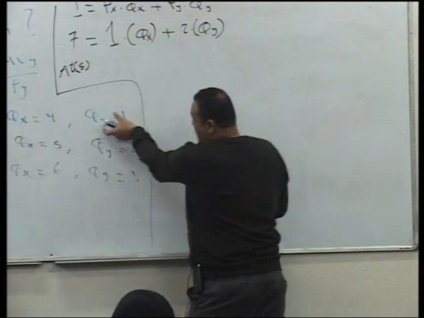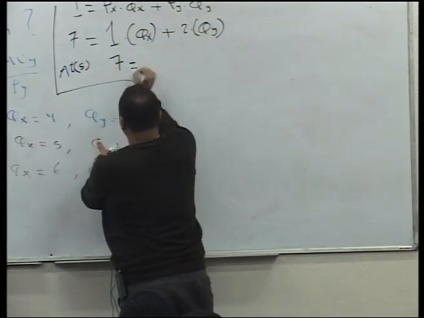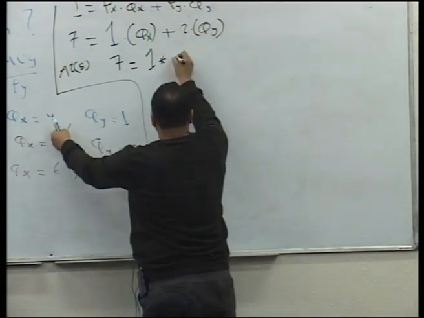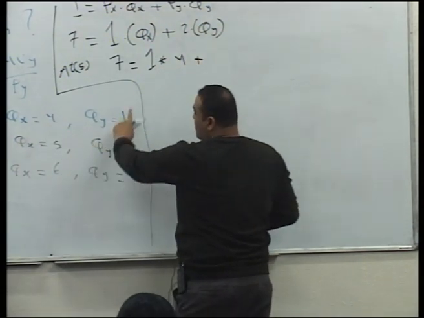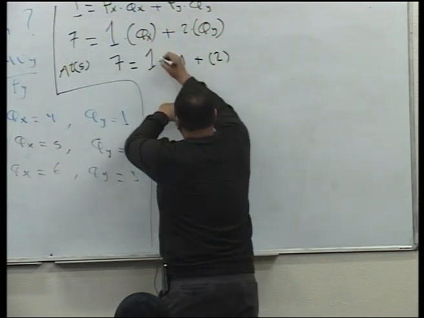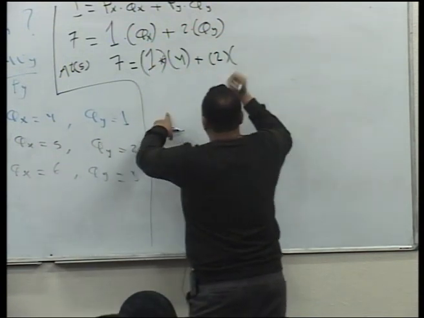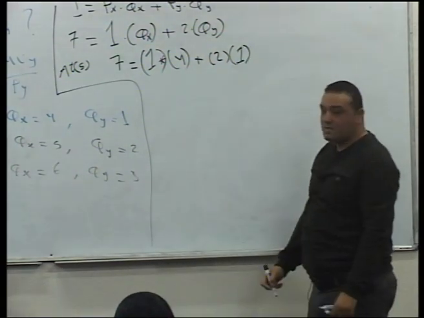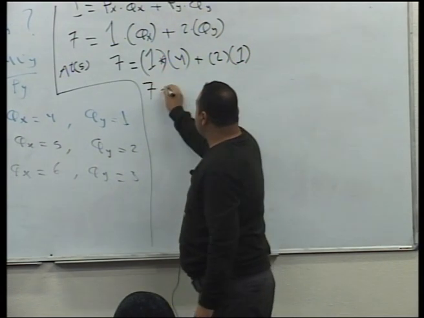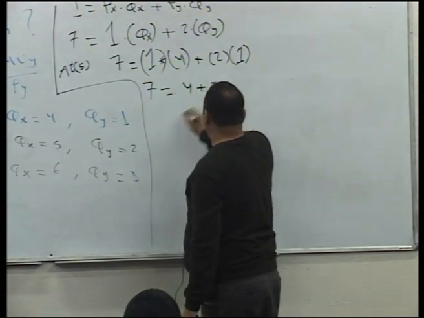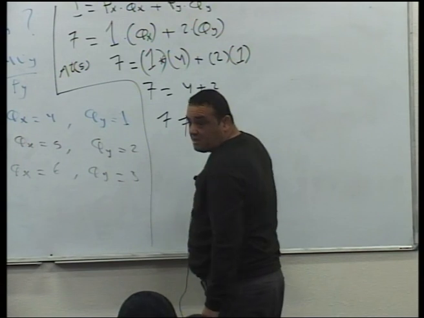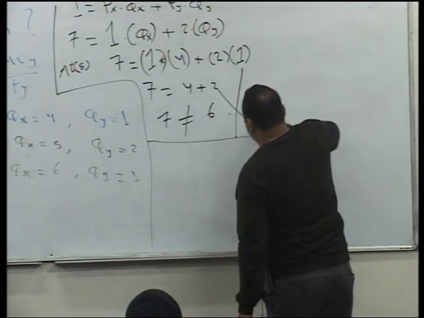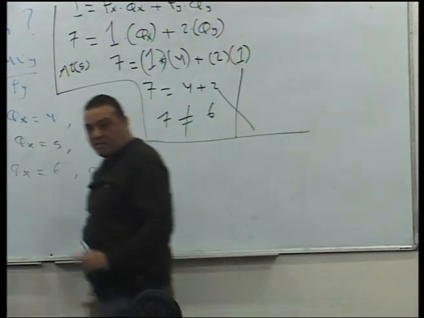At 5 here, 7 must equal 1 times quantum X 4 plus 2 times quantum Y 1. 7 must equal 4 plus 2. 7 here doesn't equal 6. So this, of course, is not satisfied, right?